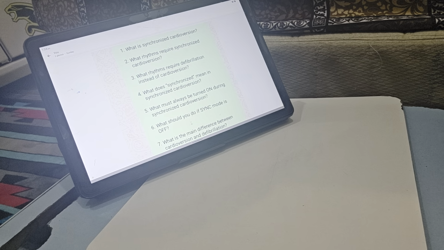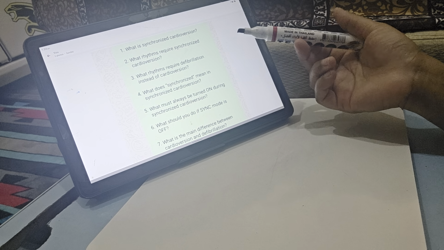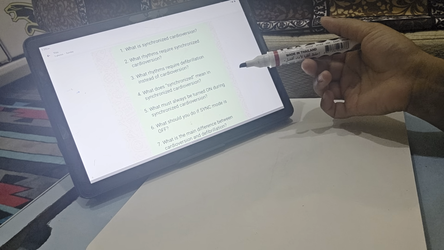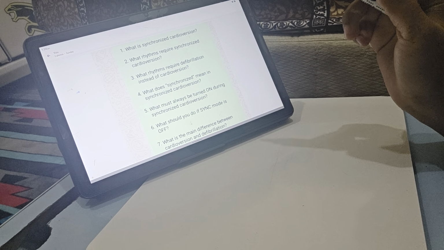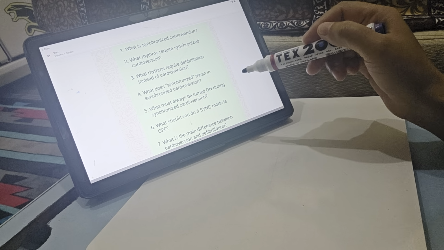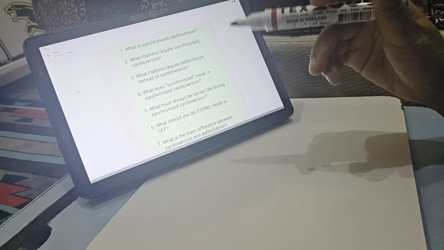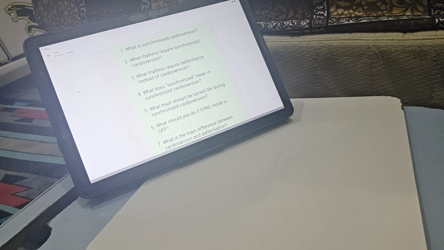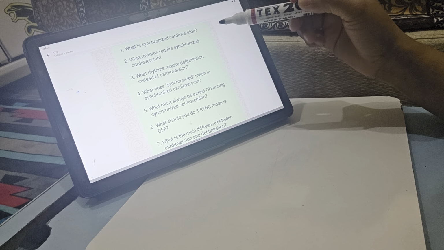I made some flashcards related to synchronized cardioversion. These flashcards are all exam points, so stay with me and try to memorize all of them. This is a complete topic and I have distributed it into small questions. So our number 1 flashcard is, what is synchronized cardioversion?